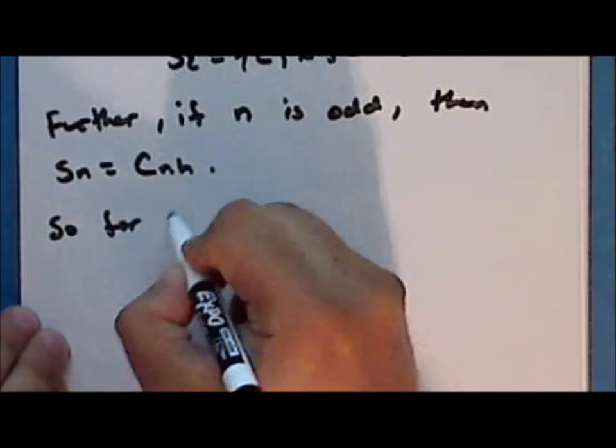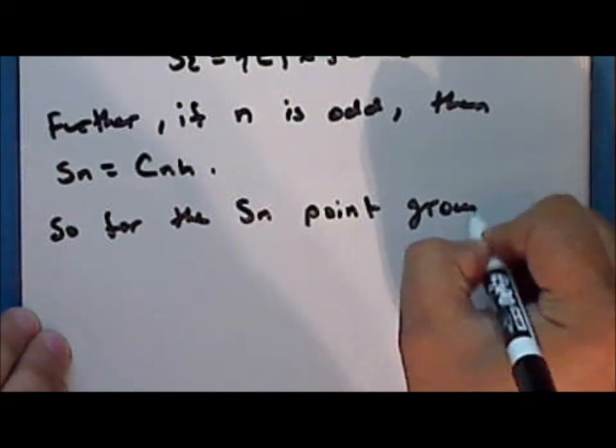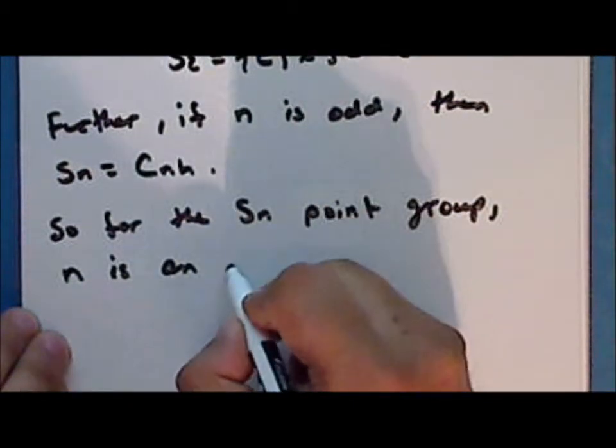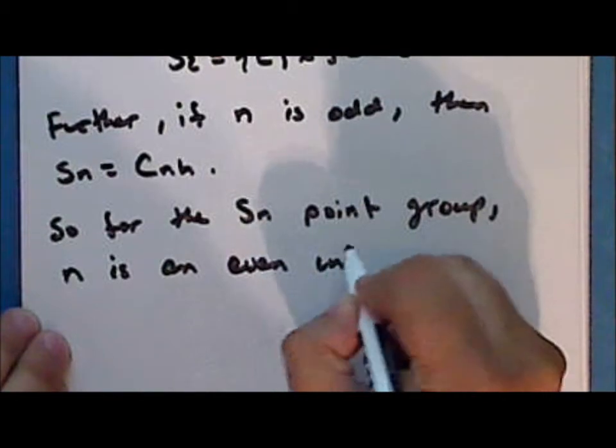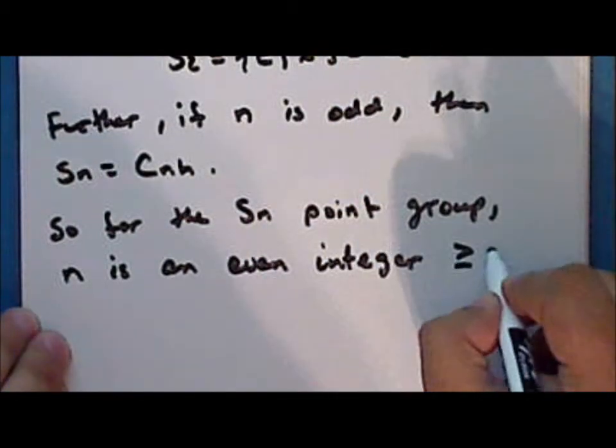So for the S_n point group, n is an even integer that is greater than or equal to 4.